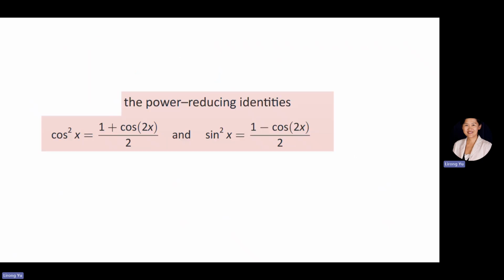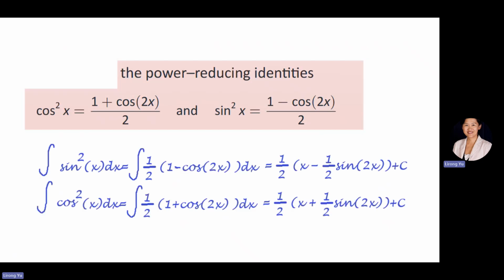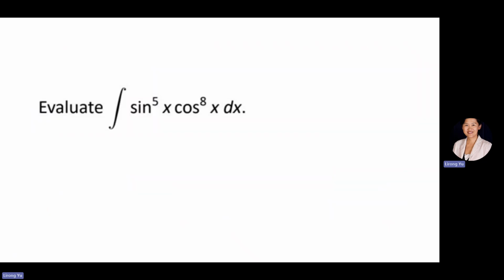Here we have the power reduction formula. From that, we realize that a square power of cosine or sine can be rewritten as degree 1 on the cosine. If the cosine is degree 1, we can integrate that into a sine function. This was the formula we went through yesterday for how to integrate sine squared and cosine squared.